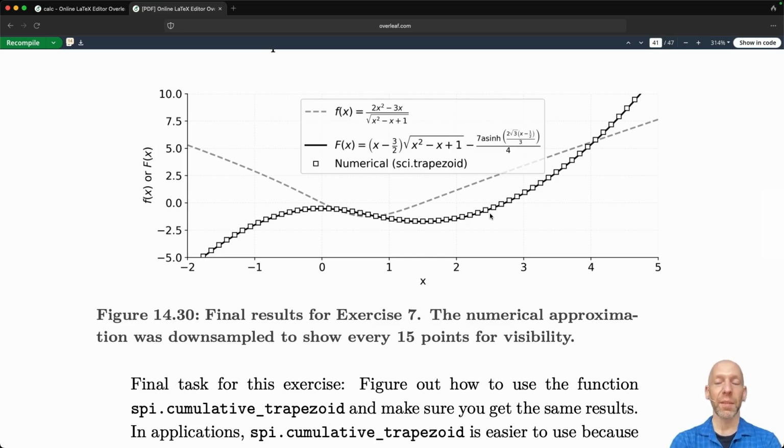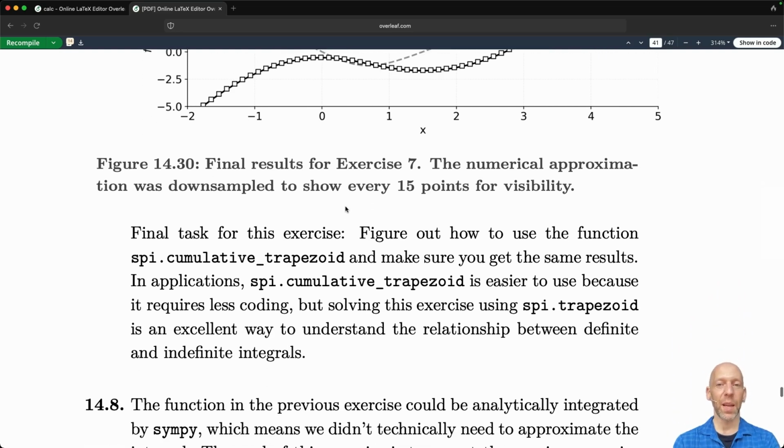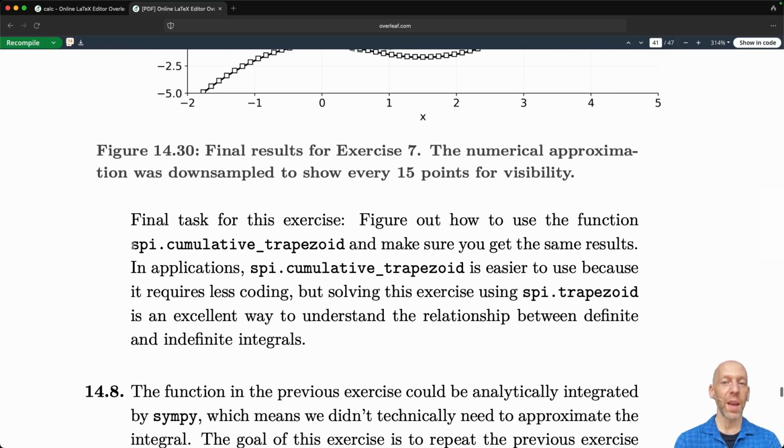Now there's just a little bit of a trick here, which is to figure out how to resolve the constant of integration. I will have more to say about that when I show you the code, but basically the output from SPI.trapezoid is going to look like a shifted version of the analytically solved antiderivative. And so we need to come up with a solution to that. The final task for this exercise is to use the function SPI.cumulative_trapezoid and compare your results. I'll talk about that in a moment.